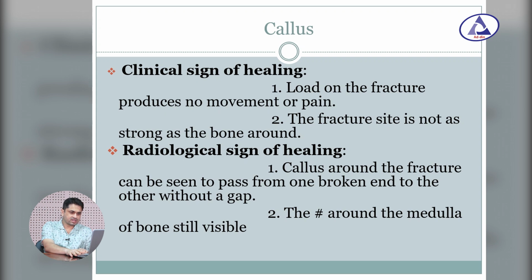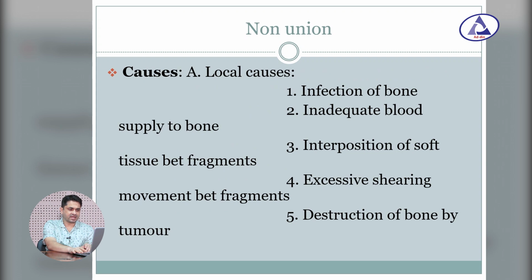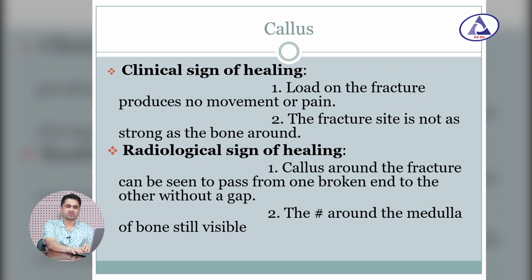And the radiological sign we get in X-ray: the callus around the fracture can be seen to pass from one broken end to the other broken end, around the gap or around the fracture site. The fracture line around the medulla of the bone will still be visible. Now, sometimes when it comes as a short note, just write down the definition, type, function, and clinical and radiological signs of healing.